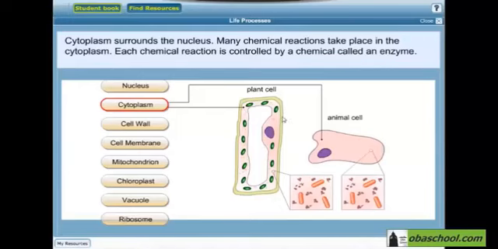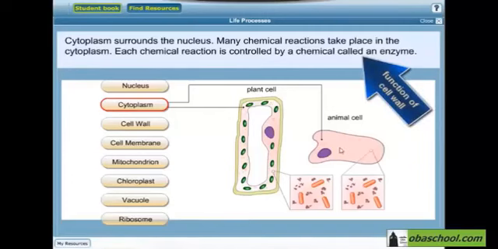As for the function of the cytoplasm, it surrounds the nucleus. It also fills all of the gaps inside the cell. It takes up volume. It's important because many chemical reactions take place in the cytoplasm. The cytoplasm provides a medium for the chemical reactions to take place inside the cell. Each chemical reaction is controlled by a chemical called an enzyme. We will later learn about these chemical reactions that take place inside the cell, and we will also learn what enzymes are and what their function is.